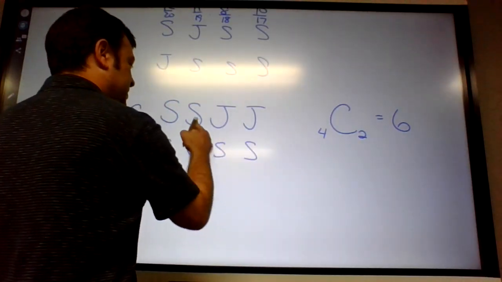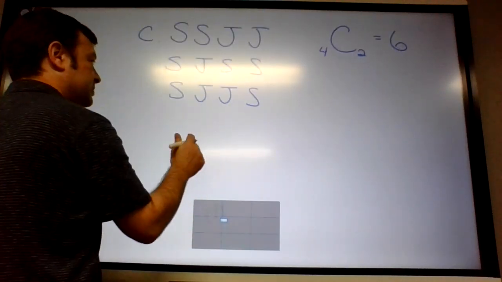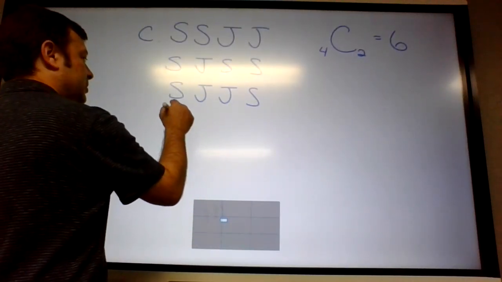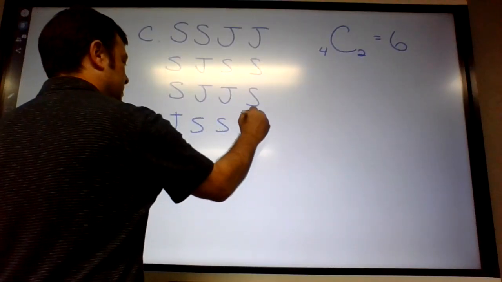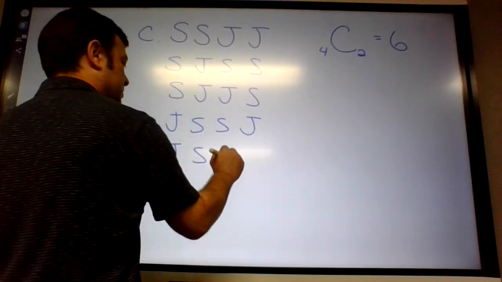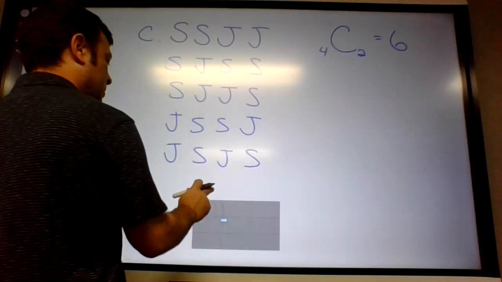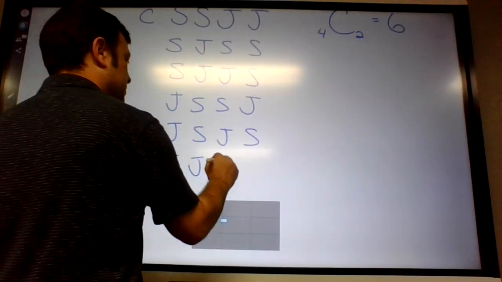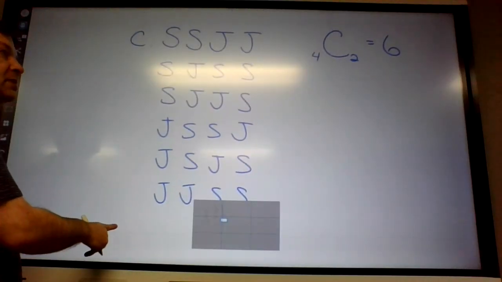So let's move this senior down. See if I can find all 6. And then I'll move this senior down 1. And then I'll lock that one. 1, 2, 3. There's one more. Junior, junior, senior, senior. Yeah, this is all 6 ways you can get 2 seniors.